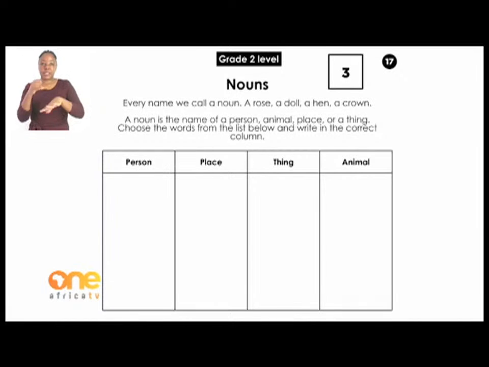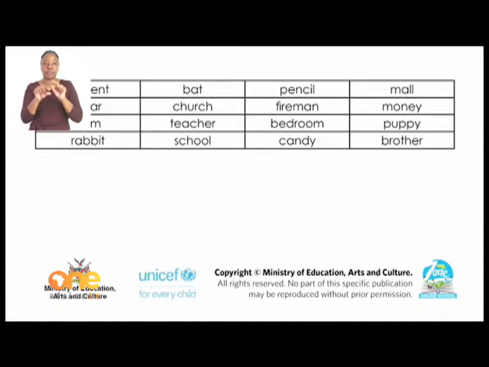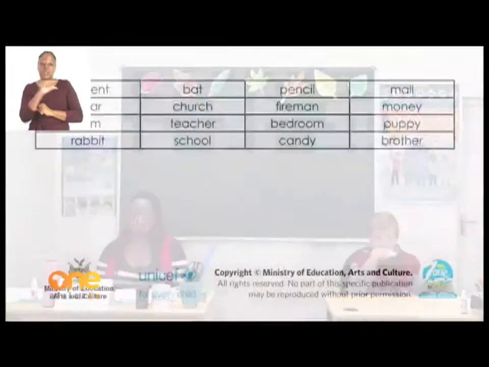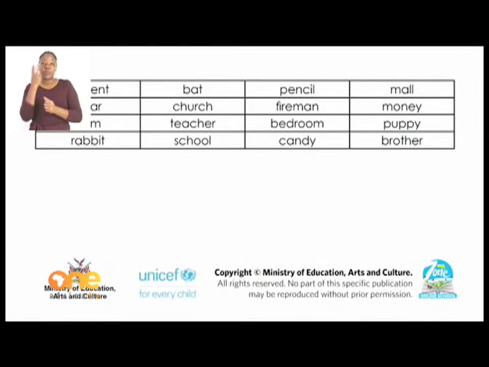Your job is going to be to choose the words from the list below and to write them in the correct column. The columns that we have there are person, place, thing, or animal. Now, there are no pictures to help us, but we do have the word box below. You can see that from the word box, we do have a number of words that we need to put in the correct column. Let's take a look at the word student.